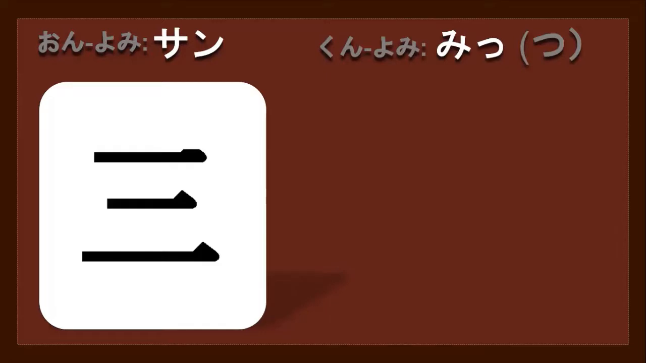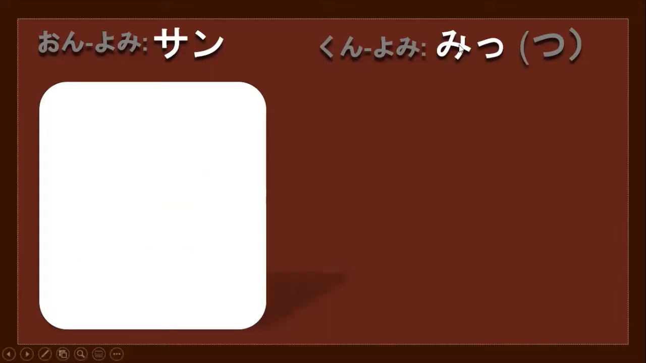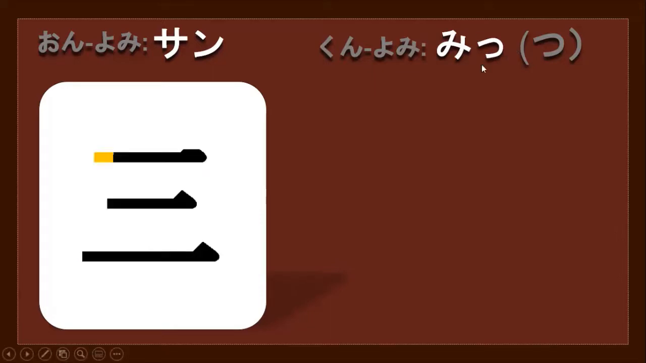mitsu. 三つ, mitsu. Okay, because this is a small tsu, so mitsu. So the T sound will be a little bit stretched. Mitsu.